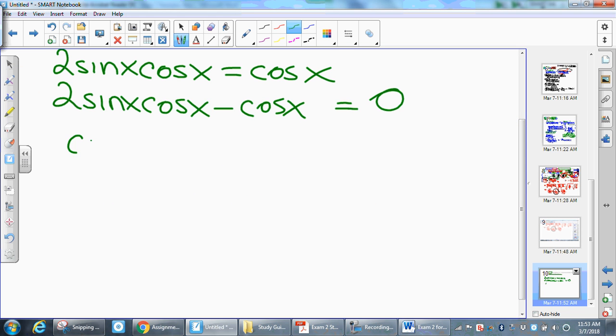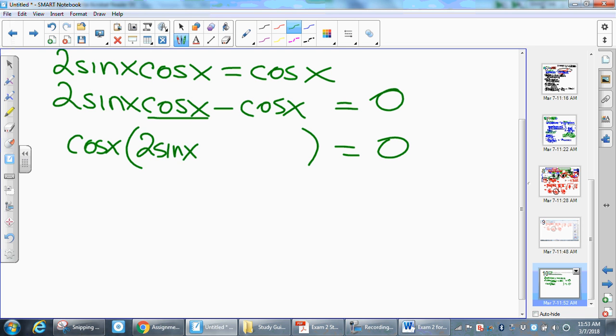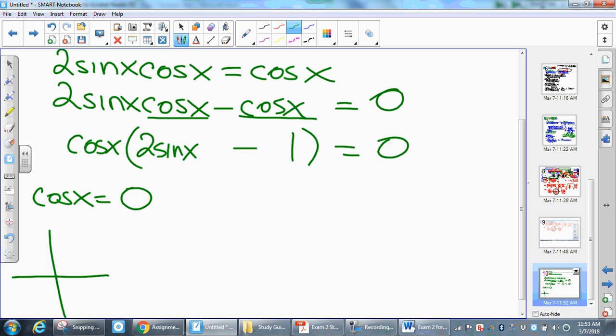Then we factor out the cosine x. So if we factor cosine x from here, we're going to get 2 sine x. If we factor cosine x from there, we're going to get minus 1. Then we take each factor, equal it to 0. So here, where is the cosine equal to 0? On the unit circle, it happens at pi over 2 and at 3 pi over 2. So x is equal to pi over 2 and 3 pi over 2.